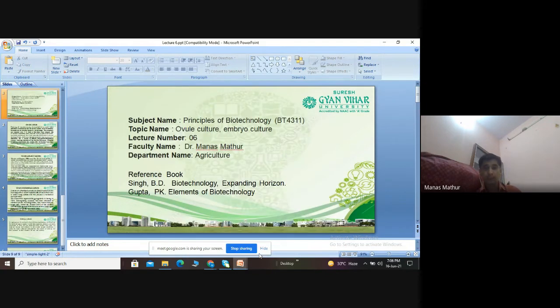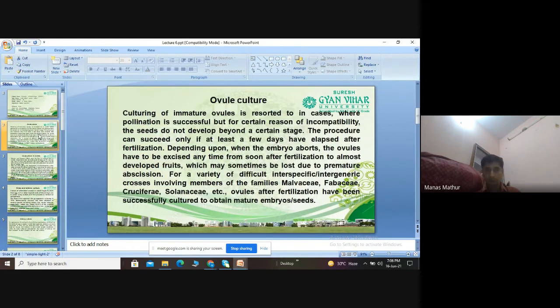So after that, we come to ovule culture and embryo culture. Now, what do you mean by ovule culture? Culturing of immature ovules is resorted to in certain cases where pollination is successful. But sometimes, if there is no pollination, it means the ovules have incompatibility, meaning they are not able to be fertile. For such plants, we have to go for ovule culture, where there is a problem of pollination. So, to overcome the problem of pollination, we have to go for ovule culture.